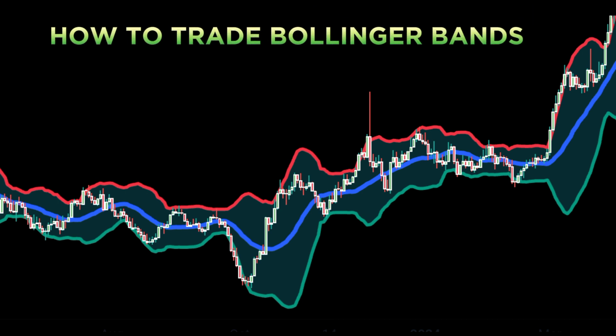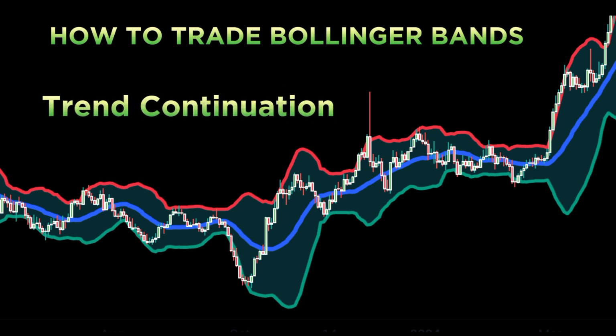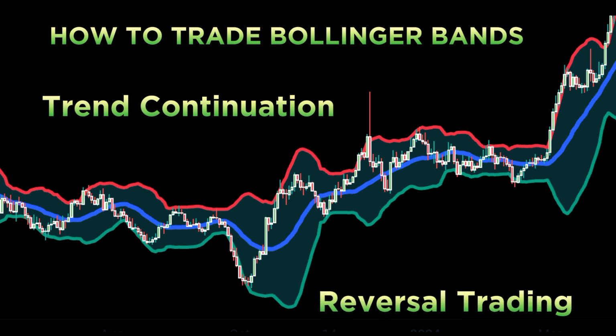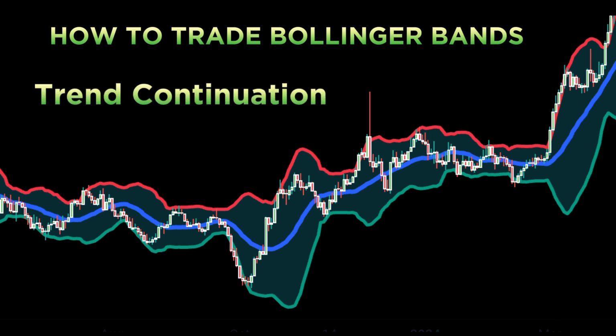How to trade Bollinger Bands? There are two main ways we trade Bollinger Bands. First, we can trade it as a trend continuation indicator, and secondly, as a reversal trading strategy. I will show you how you can trade Bollinger Bands with trend, but first, here are the groundworks in order to trade this indicator with the trend.